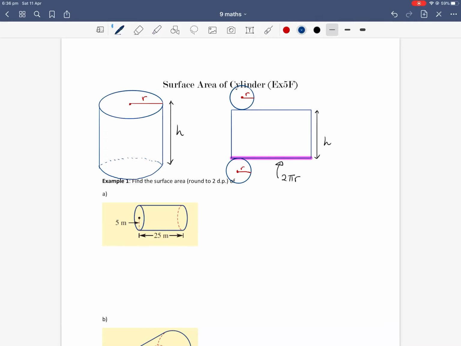So that brings us to the default formula for the surface area of a cylinder. So SA for surface area is 2 pi r squared, because of the circle, two circles top and bottom. Pi r squared is the area of a circle. And one rectangle, which is length by width. Length is 2 pi r times height h. So that's the default formula for the surface area of a cylinder.